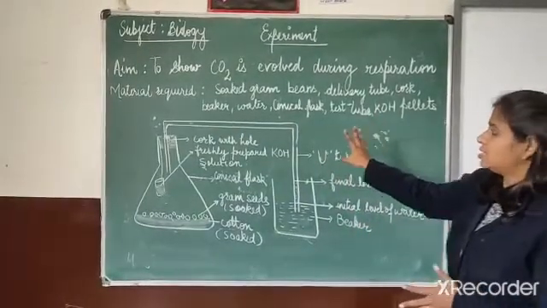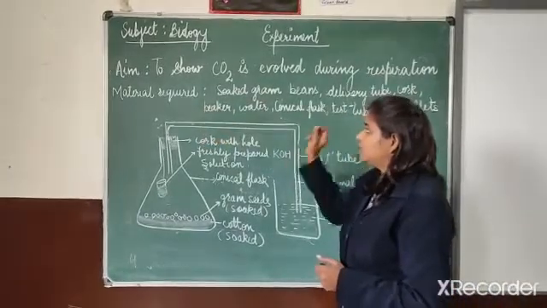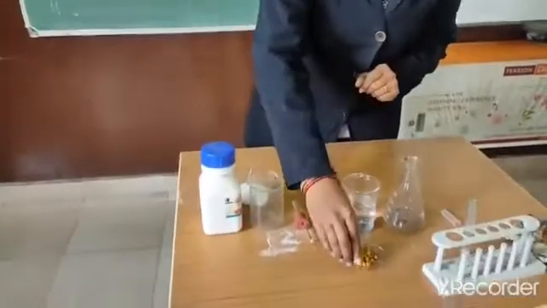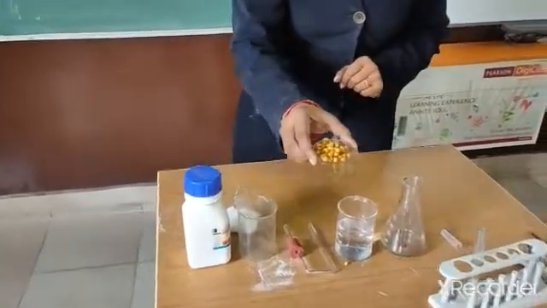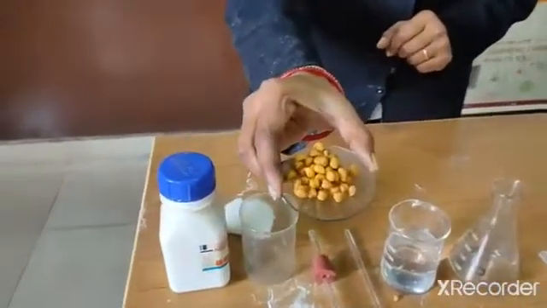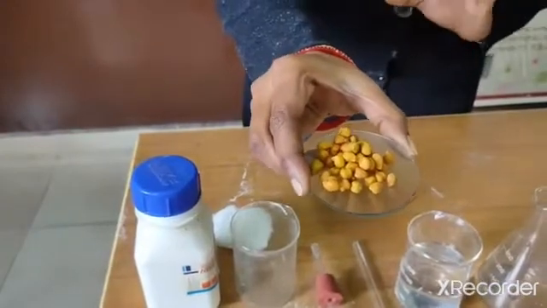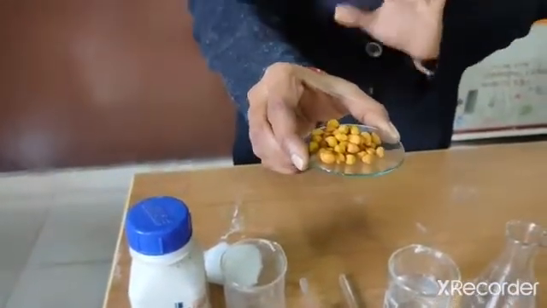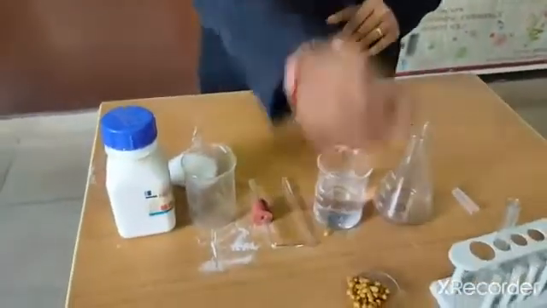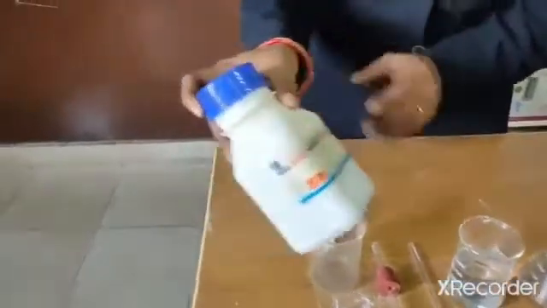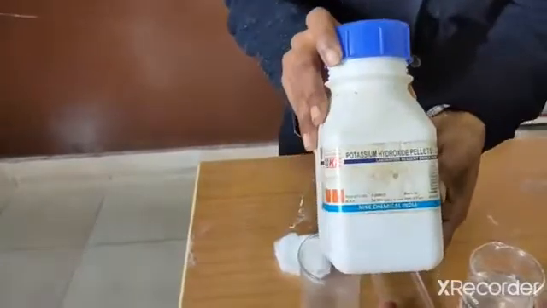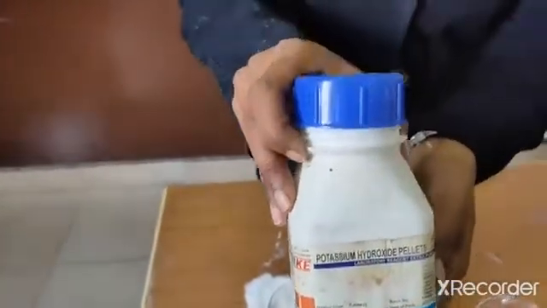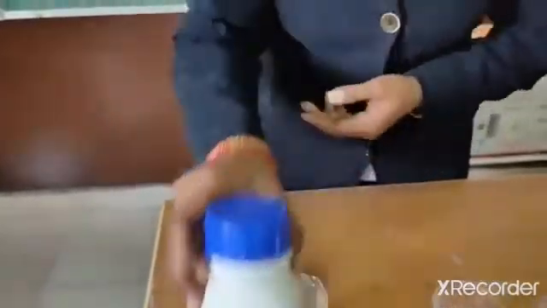Now first let's discuss what materials are required. Just have a look. For this experiment we need soaked gram seeds. These are the soaked gram seeds which I have soaked overnight. If they are sprouted then it is very good. The second thing we need is KOH pellets. Now these are the KOH pellets. We are preparing the solution of this. I will tell you how to prepare it.